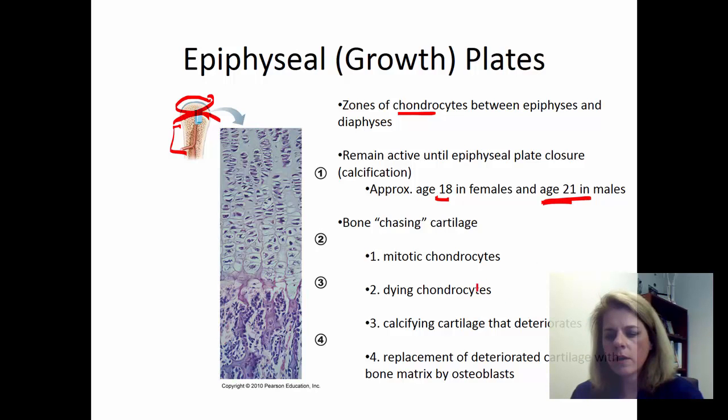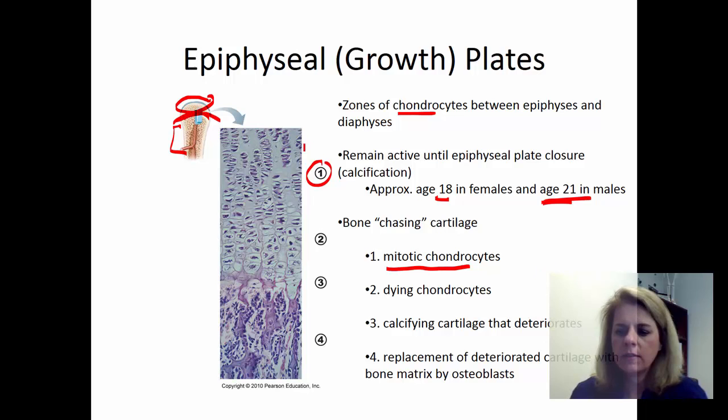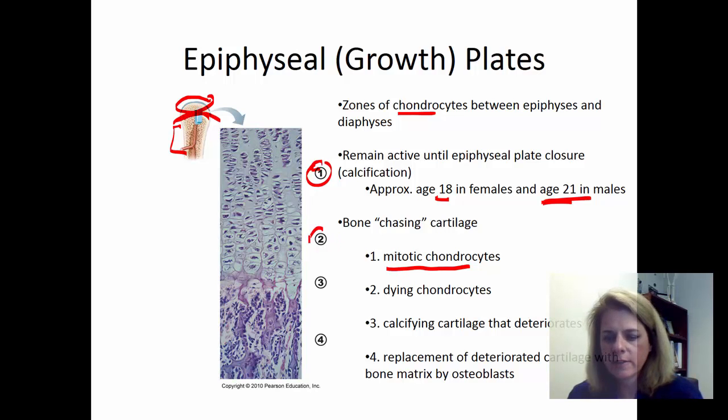So the way this works is you lay down the cartilage first. So this is going to be this step here where I have mitotic. Remember, mitotic is actively dividing cells. So they're dividing and they're making lots and lots of cartilage. That's step 1. So I'm putting that cartilage down. And as those chondrocytes get older, they start to die off.